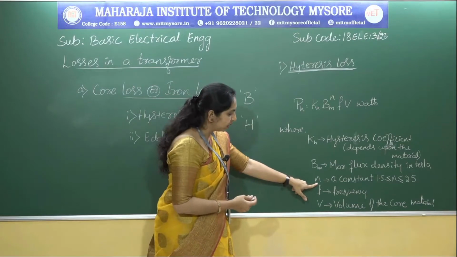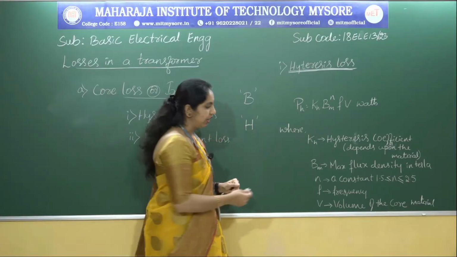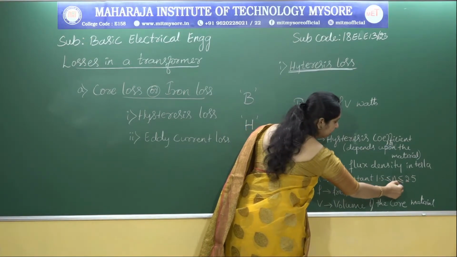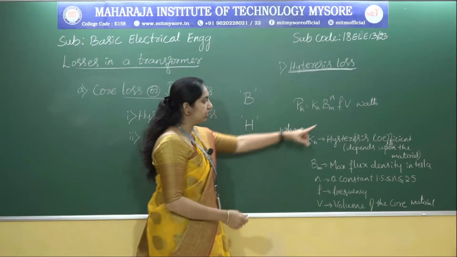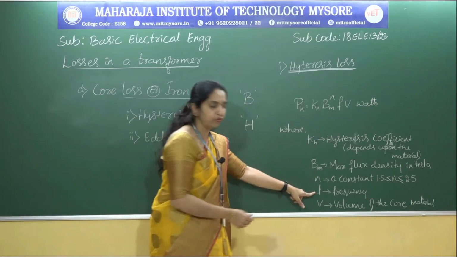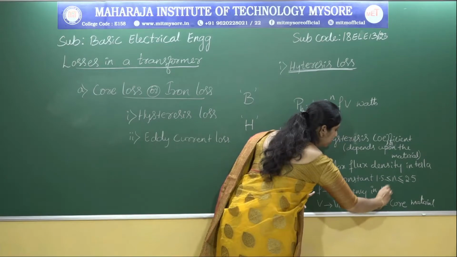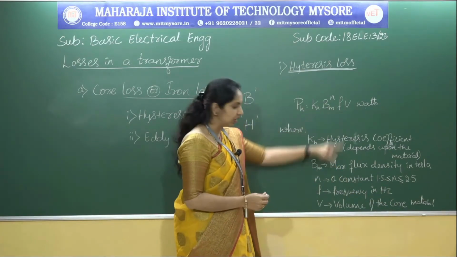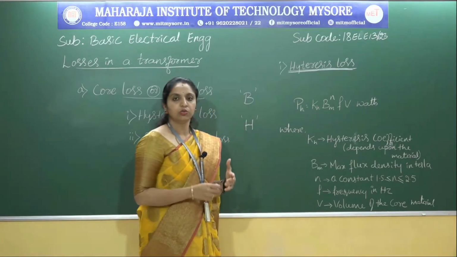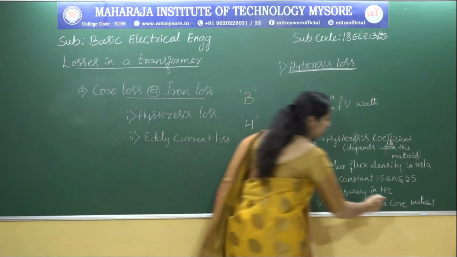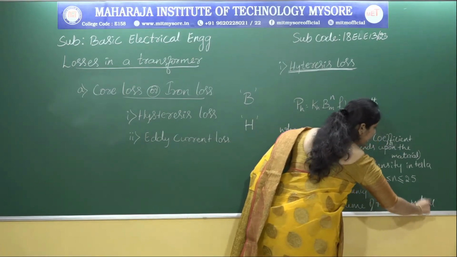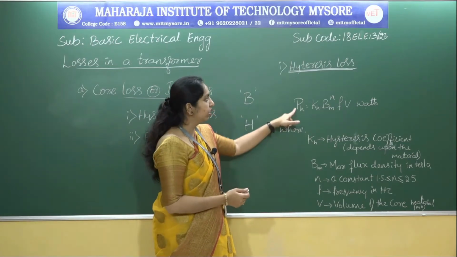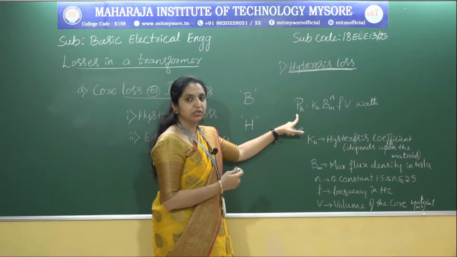Next is n, a constant which varies from 1.5 to 2.5, that is, greater than or equal to 1.5 and less than or equal to 2.5. Next is the frequency, which is in hertz. And next we have V, the volume of the core material, whose unit is meter cube.